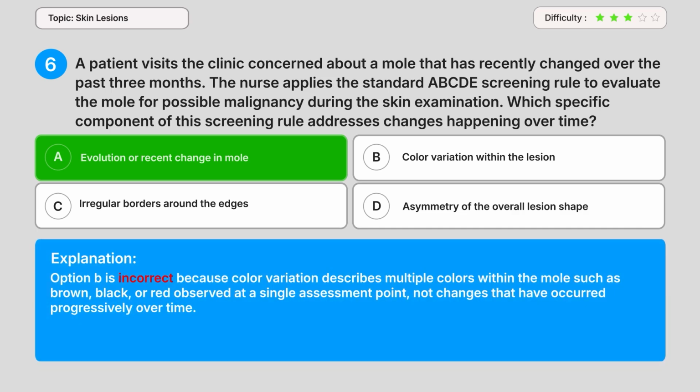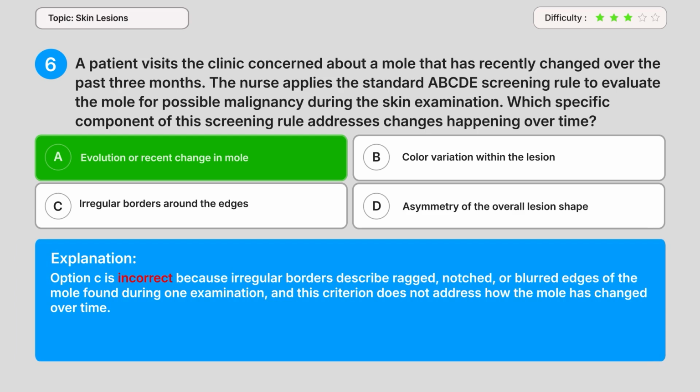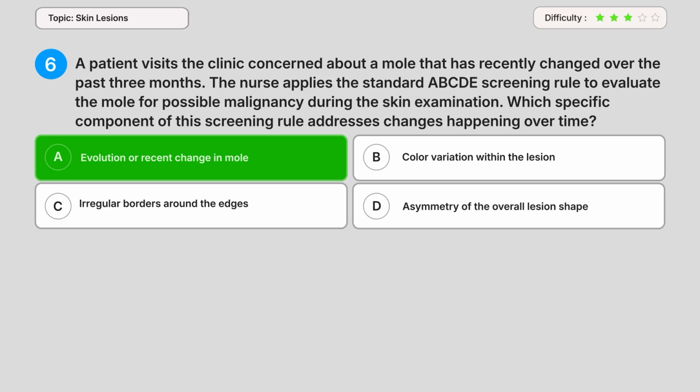Option B is incorrect because colour variation describes multiple colours within the mole, such as brown, black or red observed at a single assessment point, not changes that have occurred progressively over time. Option C is incorrect because irregular borders describe ragged, notched or blurred edges of the mole found during one examination, and this criterion does not address how the mole has changed over time.